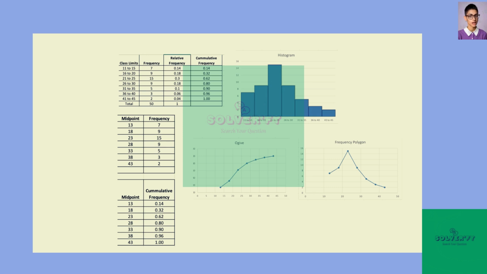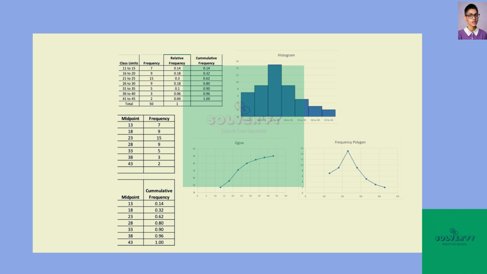So for this data, I created a frequency distribution table. I used the frequencies and came up with the relative frequency, because in order to make the ogive and the frequency polygon, you need some of these numbers. So here is the histogram.